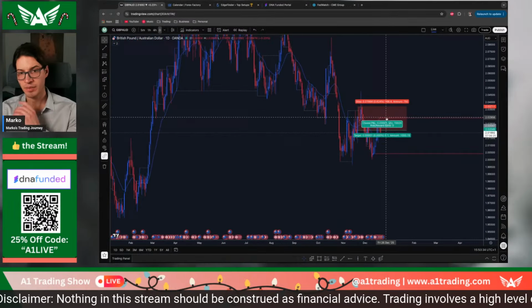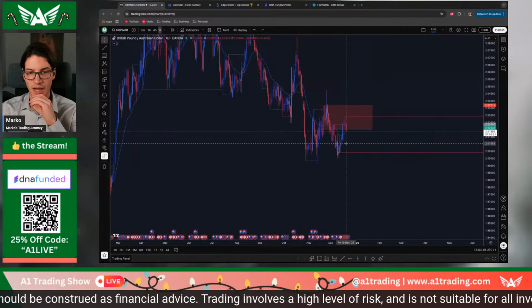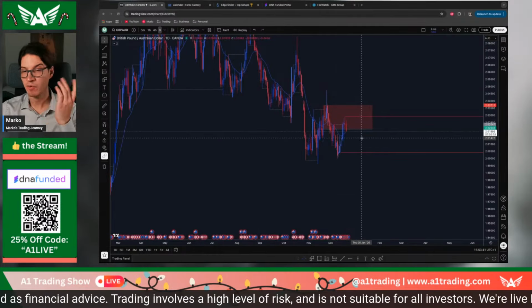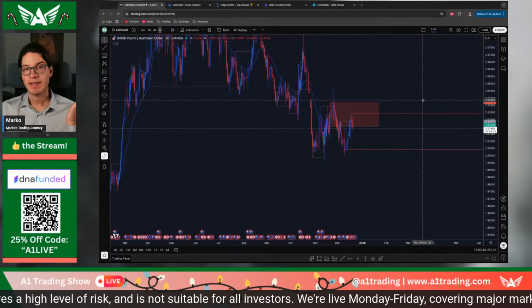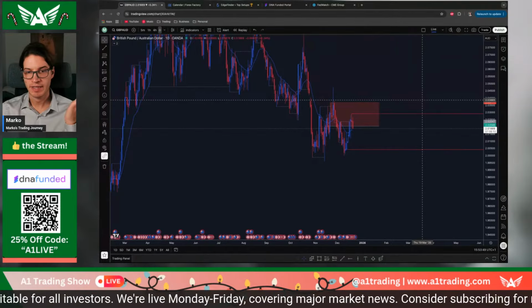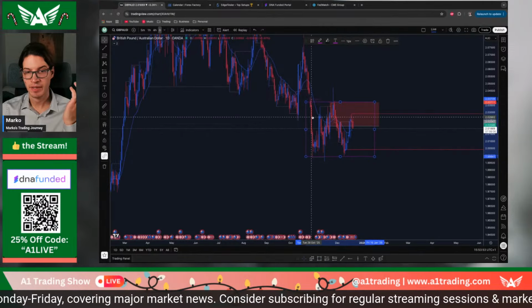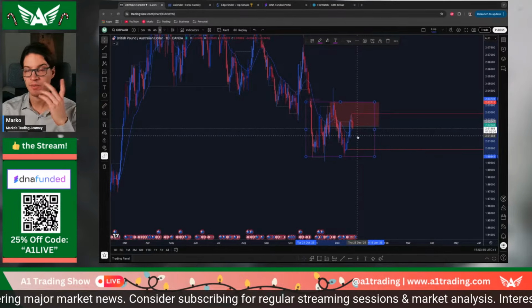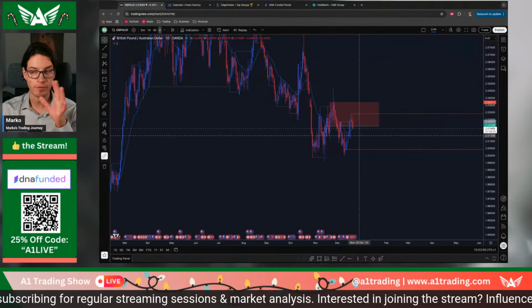Pound Aussie had actually pulled back. This was a position I took. It ended up being a loss. Looks like it's not moving anywhere. The Aussie is definitely stronger, in my opinion, than the pound. Just looks flat in the short term, in this flat range. Doesn't seem to be moving anywhere particular. So not for me.